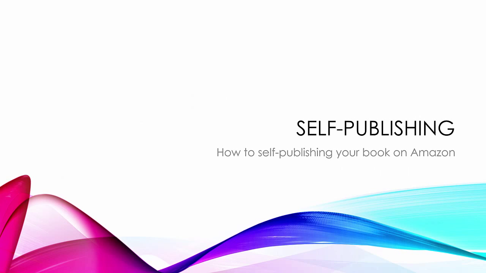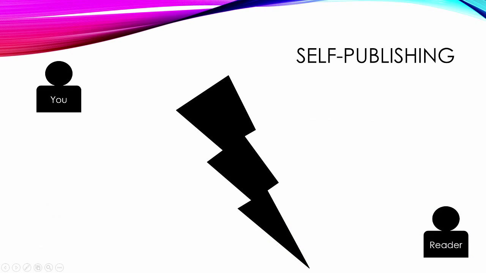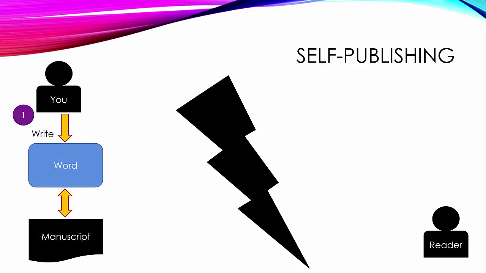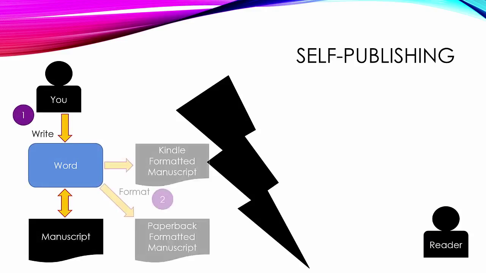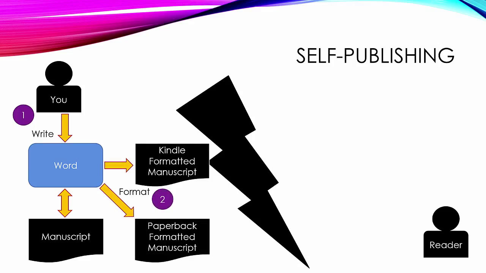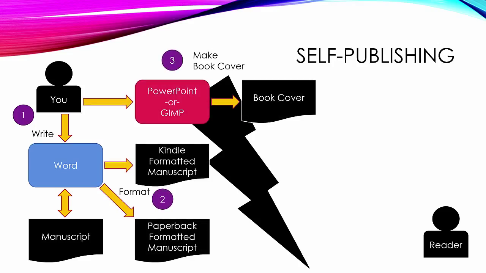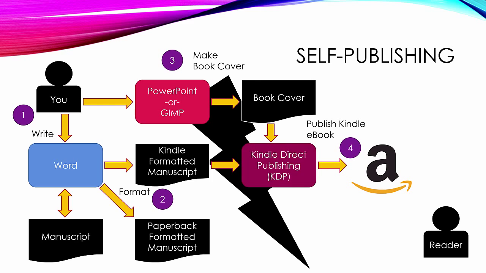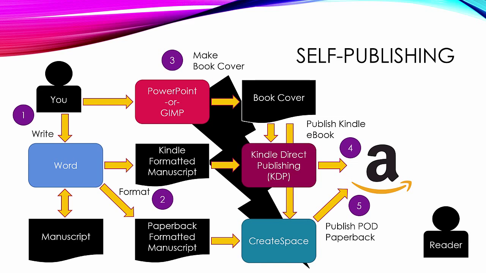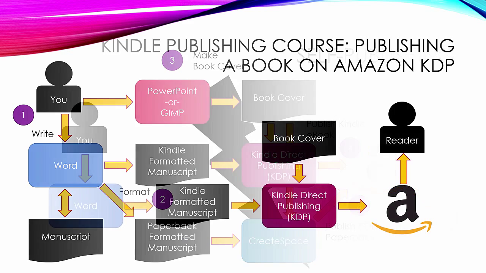Speaking of self-publishing, I wonder if I can produce one of those cool graphs for this as well. Well, imagine you've got a chasm between you and your reader. You're working on your manuscript. Well, the next step is all you've got to do is format your manuscript for Kindle publishing and for paperback publishing. Then produce a book cover using PowerPoint or the GIMP. You can pull that all together with the Kindle Direct Publishing interface to publish your ebook on Amazon for sale, or use CreateSpace to publish your paperback for sale to the reader.